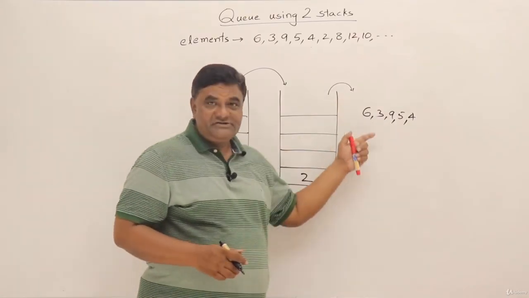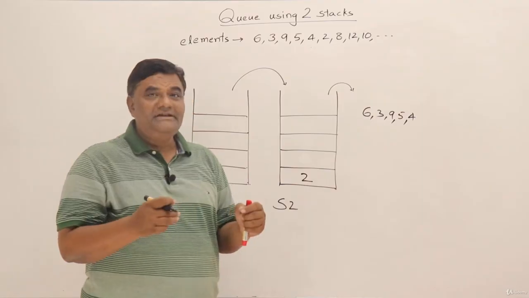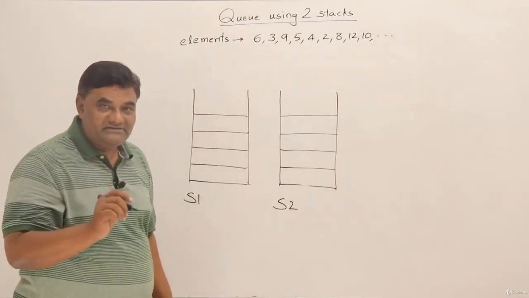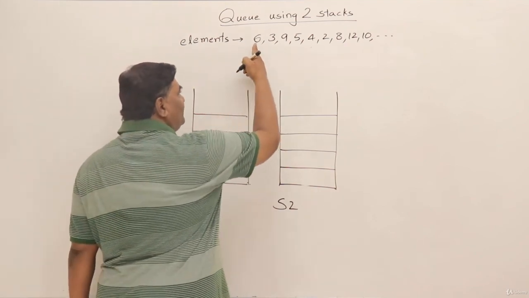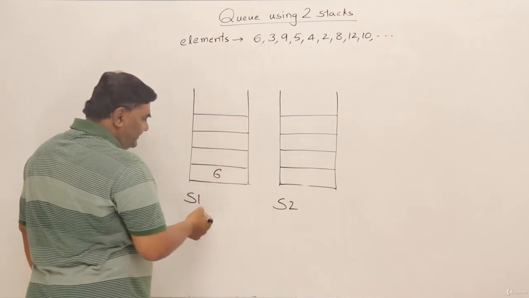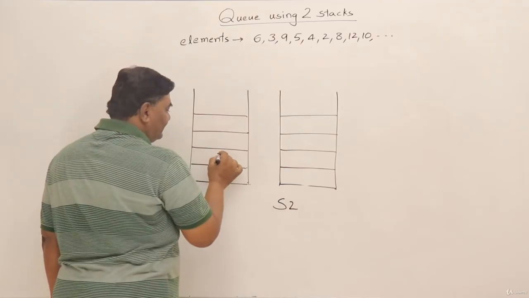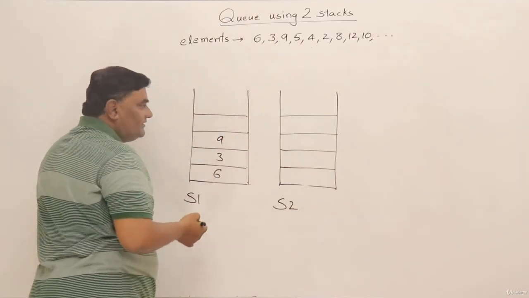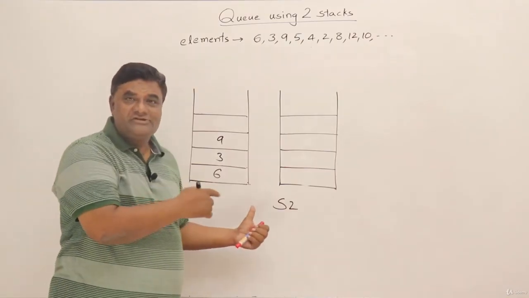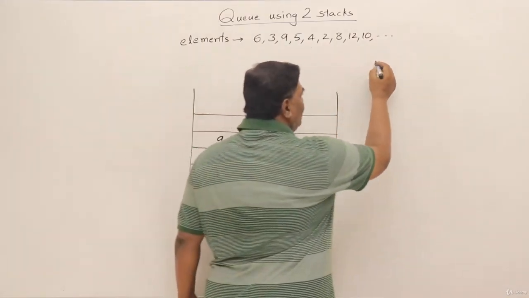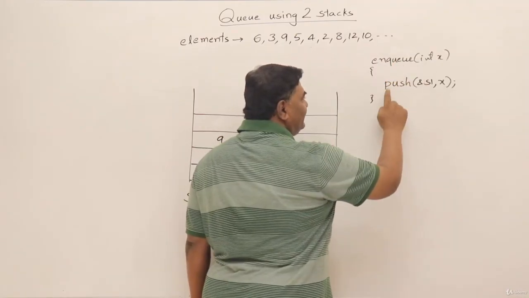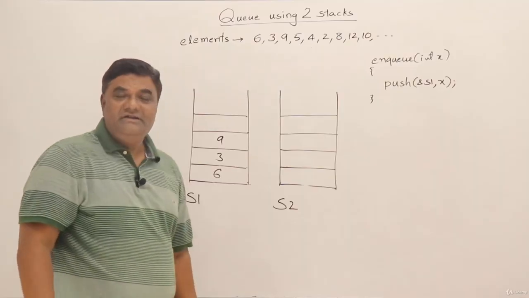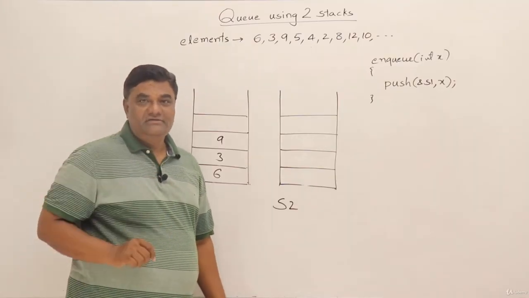Now let us see how they are working. I will write down some functions or algorithms, not complete executable functions. Now let us see how NQ is done. Let us start once again. NQ the first element 6, so push it in S1. NQ the next element, push it in S1. NQ the next element, push it in S1. So NQ means always push in S1. NQ means insert or just push an element in stack S1. This is what we are doing whenever we are NQing.